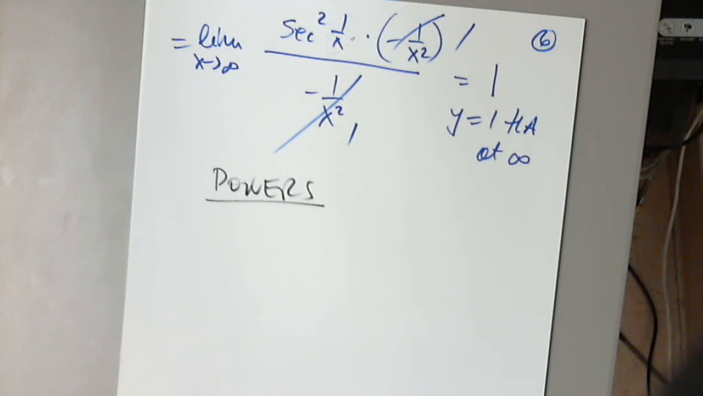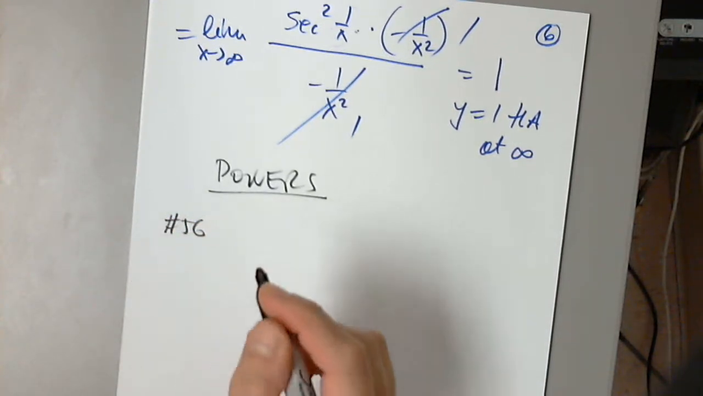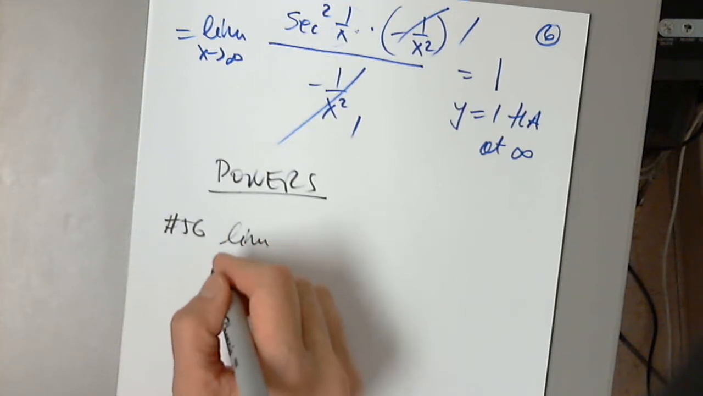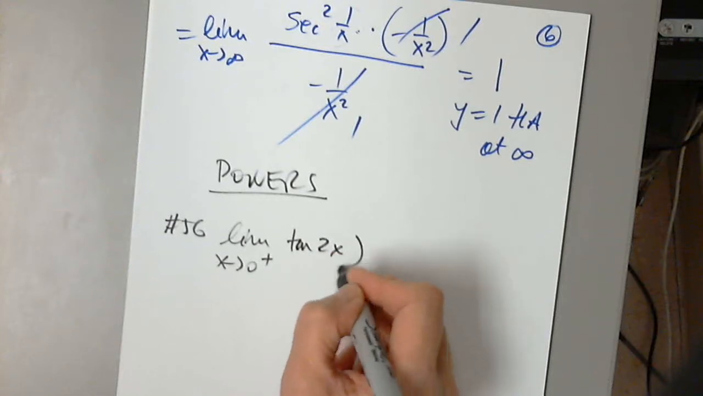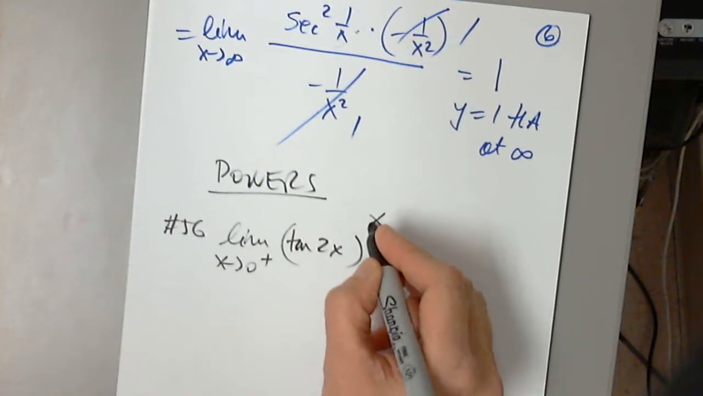Does anyone remember, and I hope you all do, how do we differentiate a function raised to another function? Thank you. Keep that in mind. Did you hear what Greg said? He said log. Okay, good. So let's start with, doesn't matter, let's say 56. Limit, as x approaches 0 from the right, of tangent x, everything raised to x.